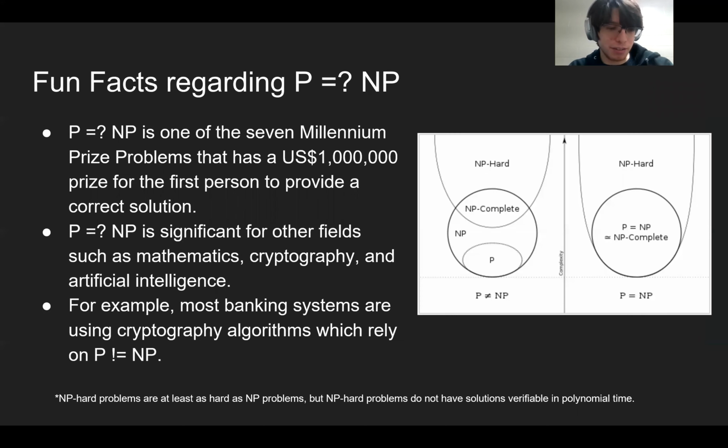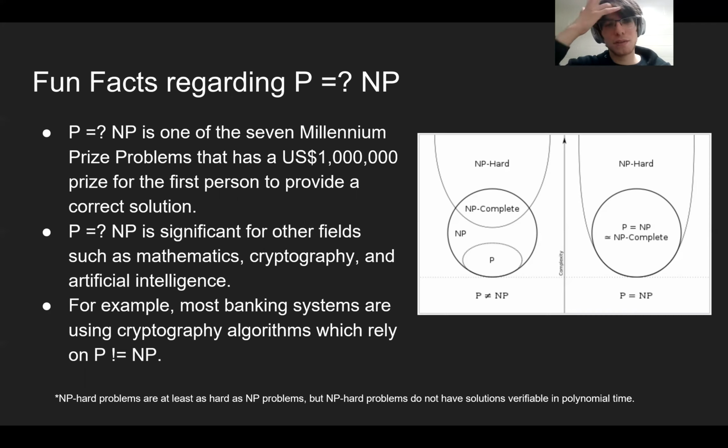Okay, so fun facts. P versus NP is one of the Millennium Problems, and that's why there's a $1 million reward for the first person to provide a correct solution. I think only one of the 7 Millennium Problems has been solved so far, if I remember correctly. But this is definitely not one of them.